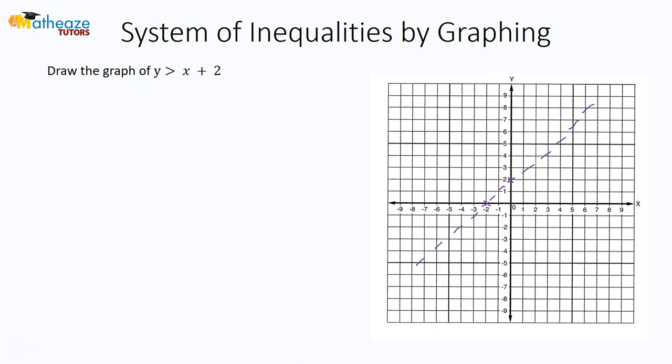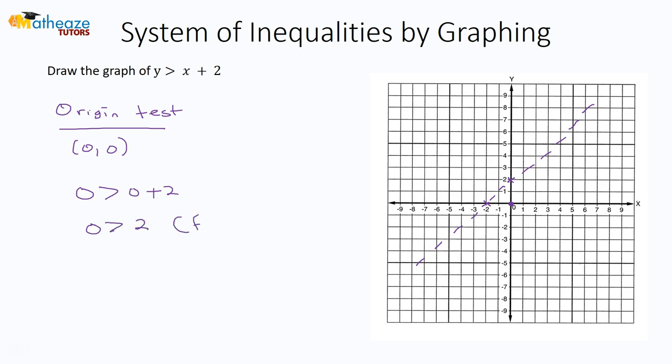But we also have available to us the origin test. Here's what the origin test helps us do. We're going to use the point 0, 0, the origin right here, to see if the region that includes the origin satisfies this inequality. So let's try that. It says 0, which is y, is greater than 0 plus 2. So we're saying 0 greater than 2. This is false. So any region with the origin does not satisfy this inequality.